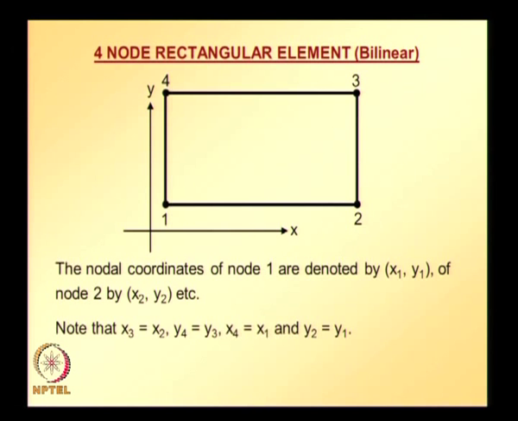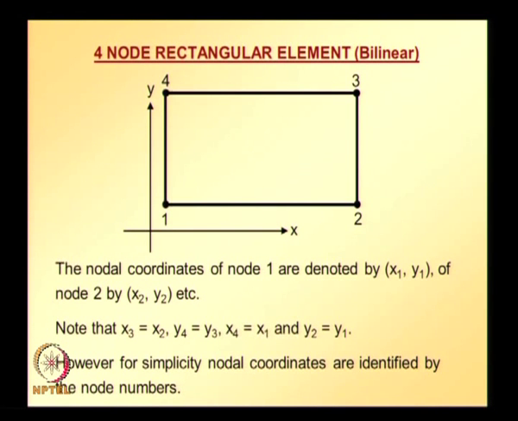And also note that for this particular element that is shown in the figure, x coordinate of node 2 is same as x coordinate of node 3, similarly y coordinate of node 4 is same as y coordinate of node 3, similarly x coordinate of node 4 is same as x coordinate of node 1 and y coordinate of node 2 is same as y coordinate of node 1. So nodes can be denoted using the coordinates, or for simplicity nodal coordinates are identified by the node numbers.